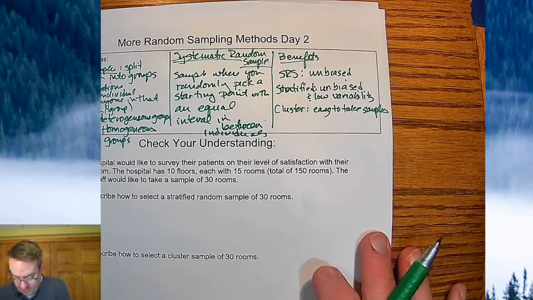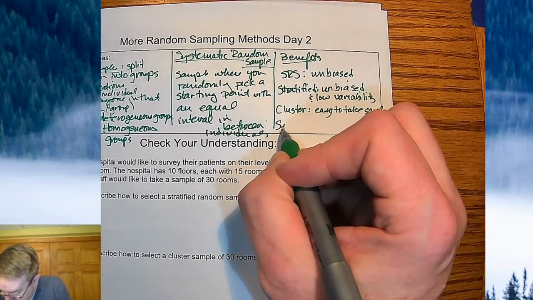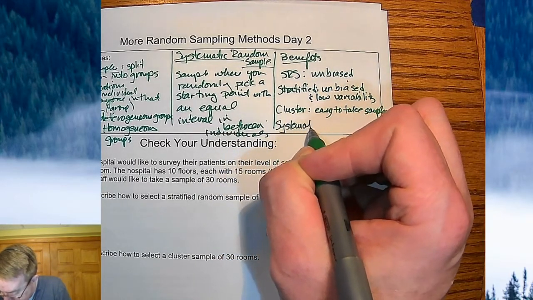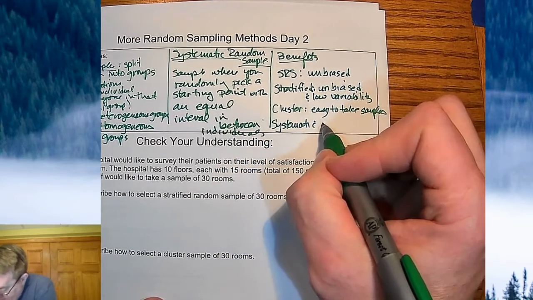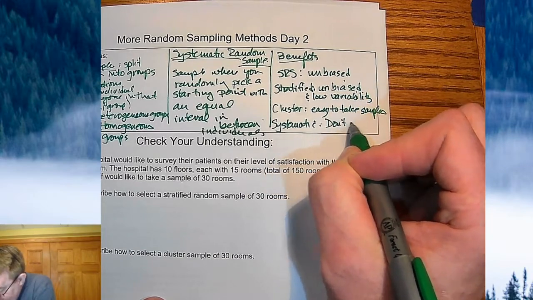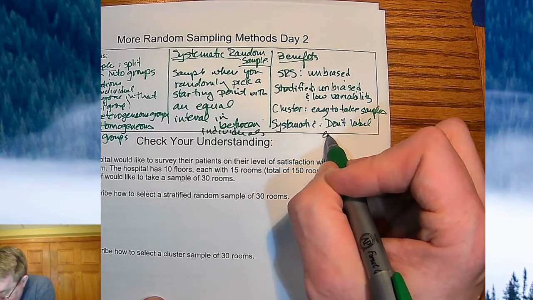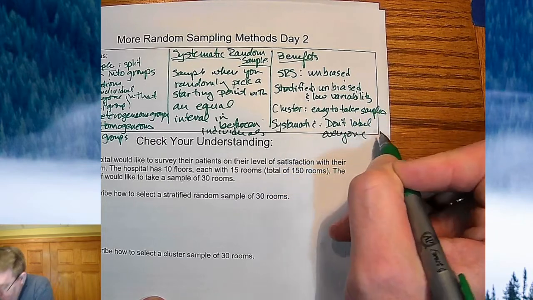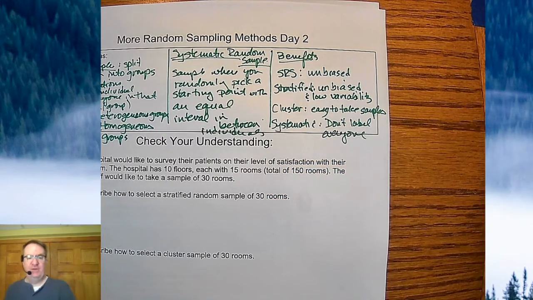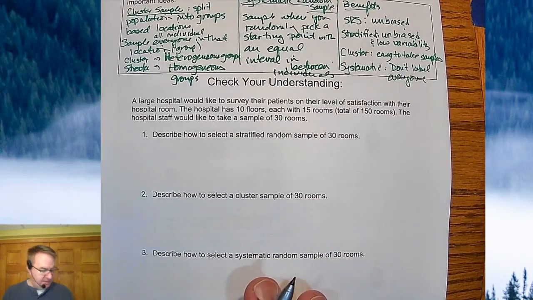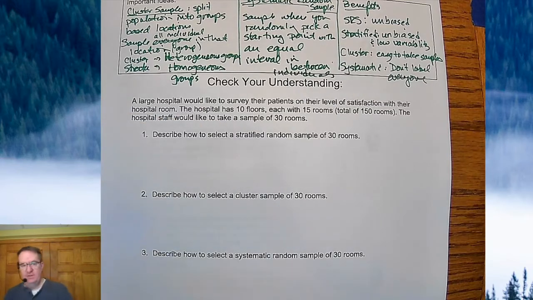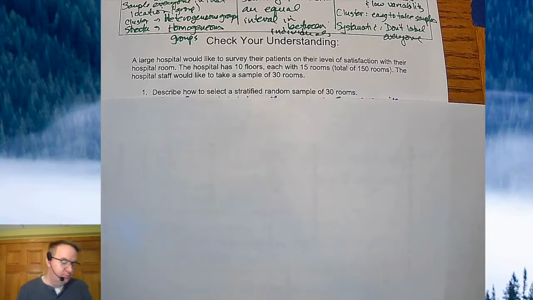And then the last but not least, systematic. Okay, you don't have to label everybody. Just find your starting point and just count from there. Okay? So take a second. We're going to pause here for a second, work on this, come back and check your answers.